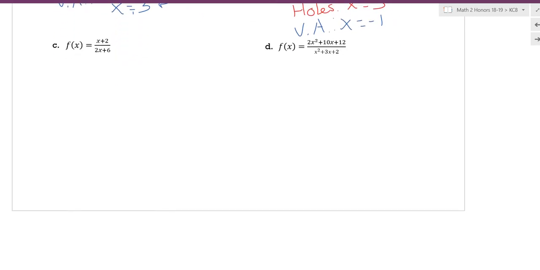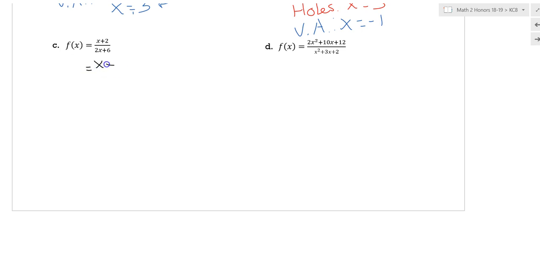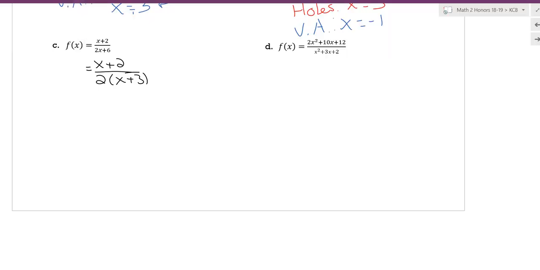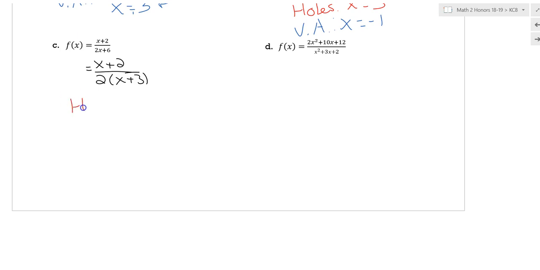All right, C, x plus 2 over 2x plus 6. X plus 2 I can't factor. 2x plus 6 has a greatest common factor. Nothing cancels. So if we're looking for a hole, there is none.